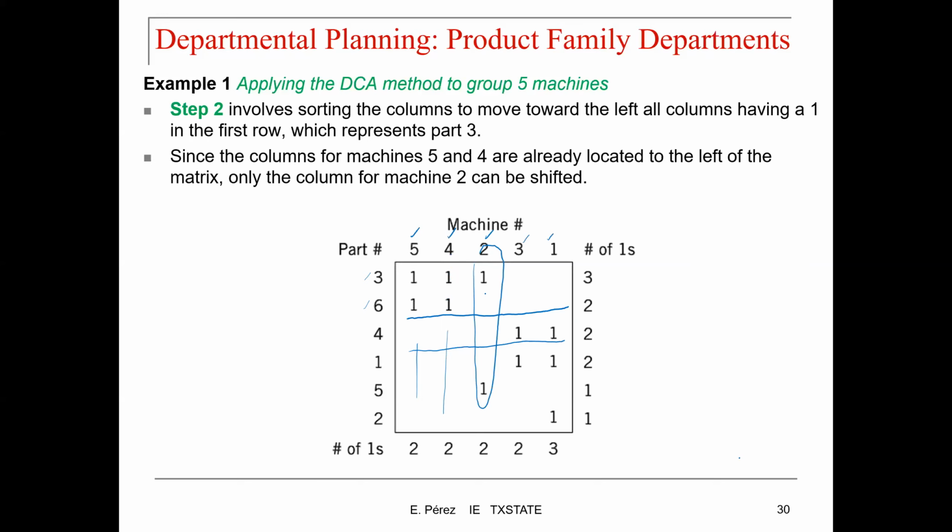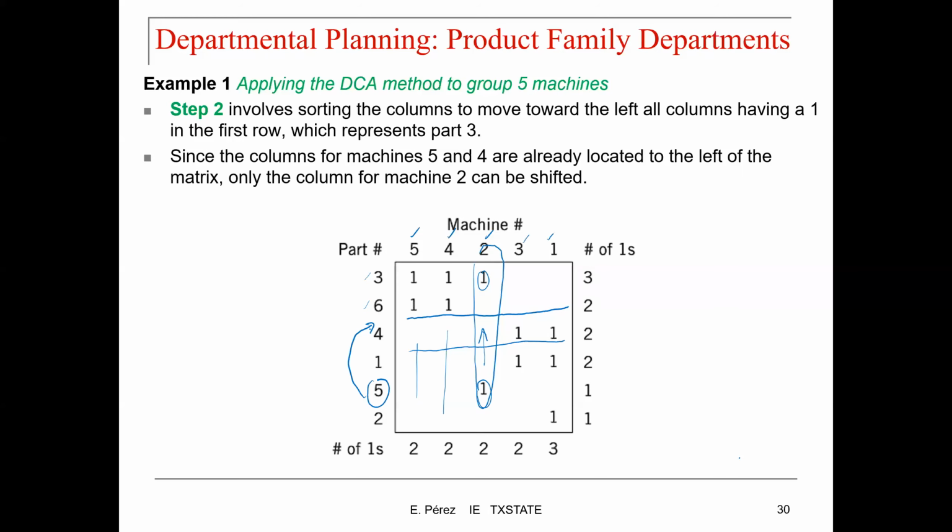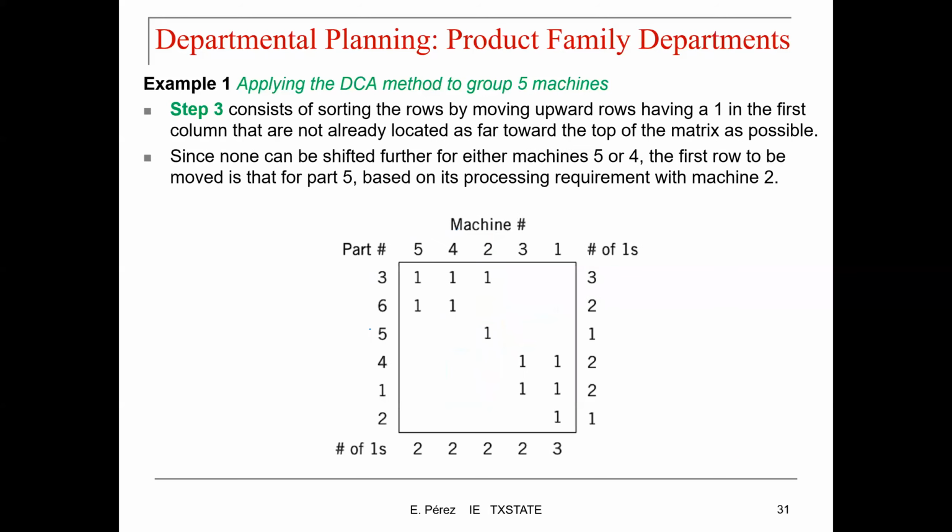And then we move to the next one. We have a 1 at the first row, and there's another one here that can be shifted towards the top. So now we are going to move 5 to here, because remember, 3 and 6 are fixed already. So that's what's happening here. We move that to the top, and then we continue with the process. So we shift 5. Now we have this resulting matrix.